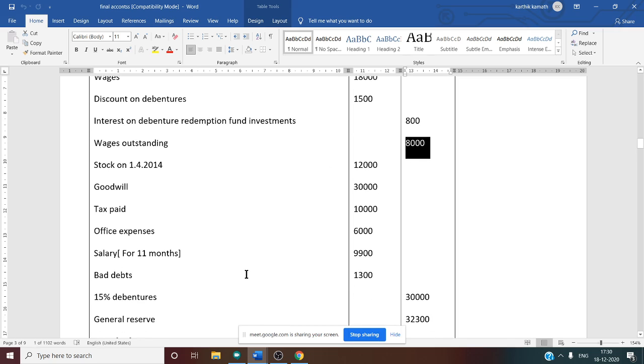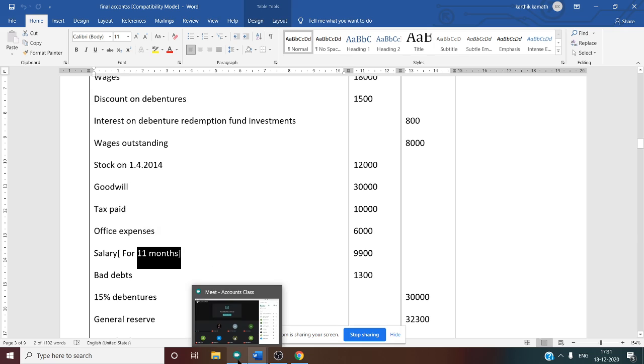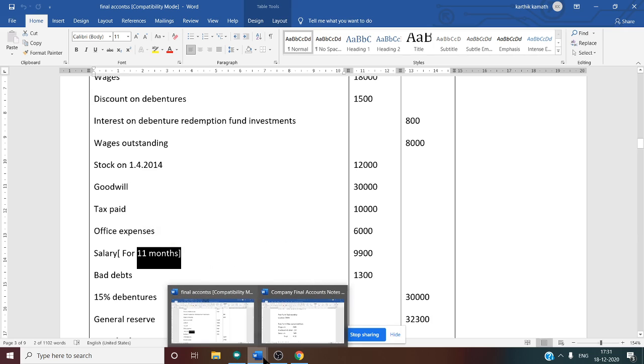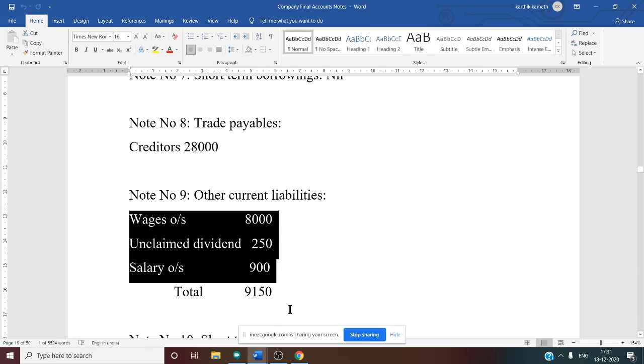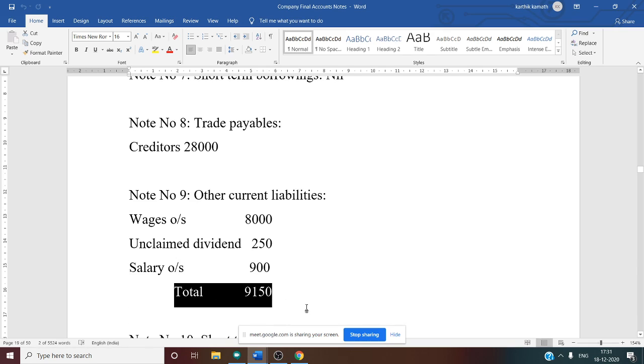Next, we want salary outstanding. Salary for 11 months is 9,900. 1 month salary is not given, it is outstanding. How to calculate 1 month salary? 9,900 divided by 11, you will get 900. So 900 is that amount, 1 month salary outstanding, and you have to take 900 as outstanding salary. See this, only three items under other current liability. Total of note number 9 is 9150.